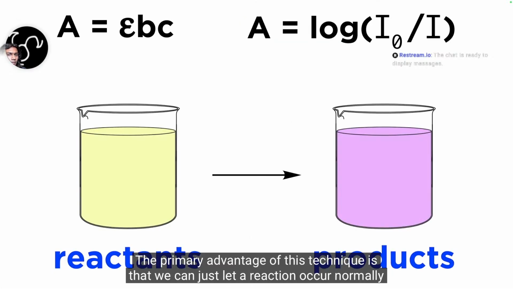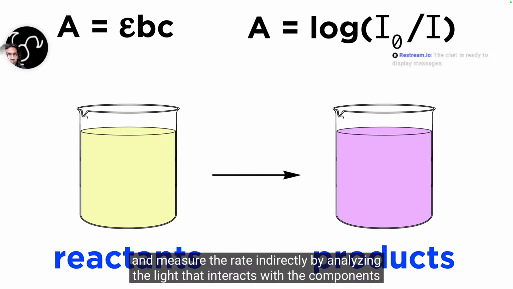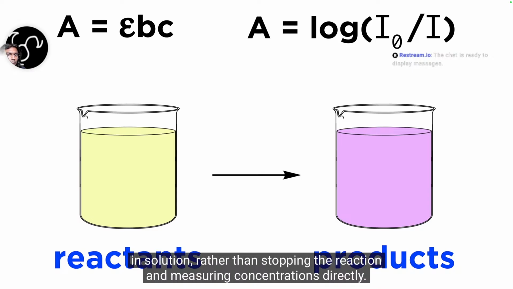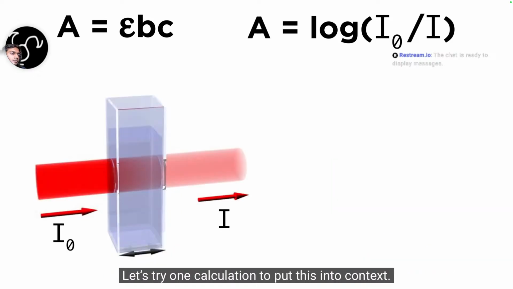The primary advantage of this technique is that we can just let a reaction occur normally and measure the rate indirectly by analyzing the light that interacts with the components in solution, rather than stopping the reaction and measuring concentrations directly. Let's try one calculation to put this into context.